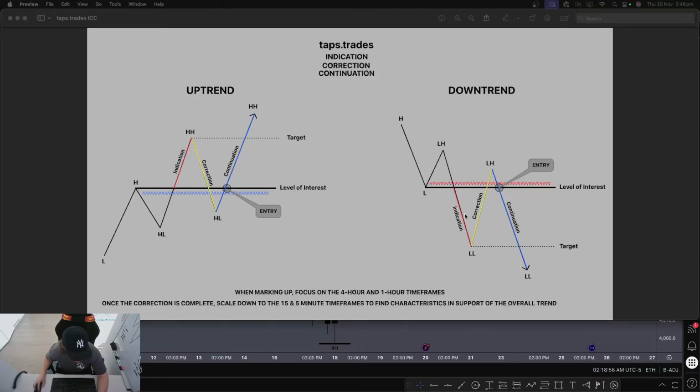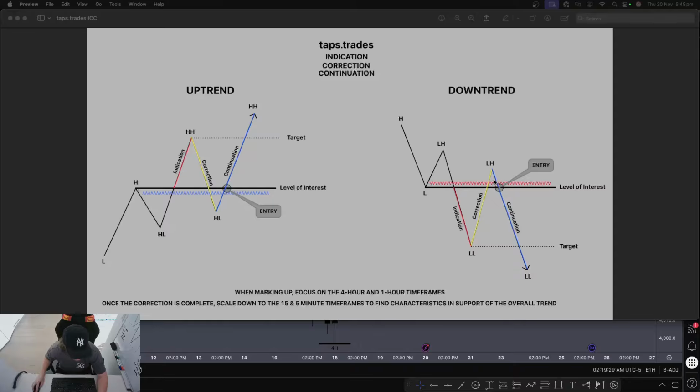From this point onwards, we're waiting for price to create the second phase, which is the correction phase. It's again creating a lower high, indicating that we are in a downtrend. So once we get that correction phase above our level of interest, we need to scale down again, just like the uptrend. We need to scale down to the 15-minute and 5-minute time frames to find the characteristics that support the overall trend. And in this case, we're running through the example of a downtrend.